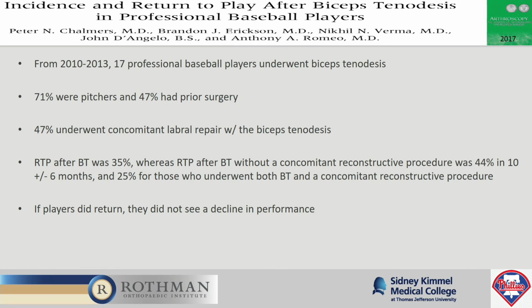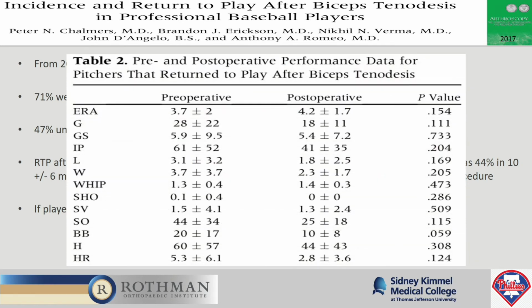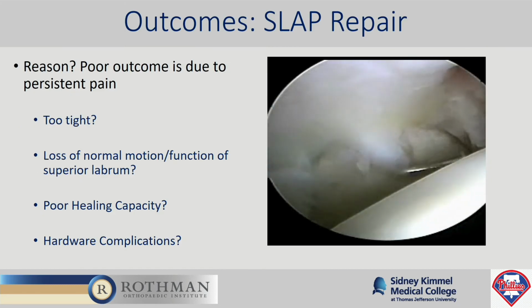The issue is when we start to perform a biceps tenodesis on professional athletes or overhead throwers, actually the results are not good. When we looked at the Major League Baseball database, we saw that unfortunately the results following a biceps tenodesis for a SLAP repair in Major League players were very poor, specifically in pitchers. They were okay in position players, but in pitchers the results were not very good. If they did get back to playing, they actually didn't see a decline in their performance, but that was only a very select few of them that were able to get back.